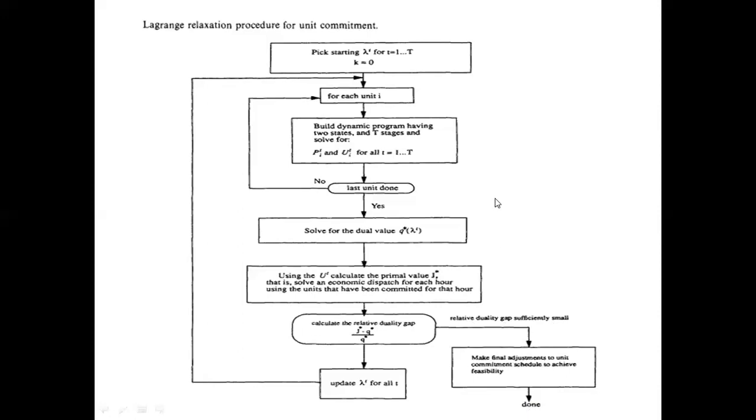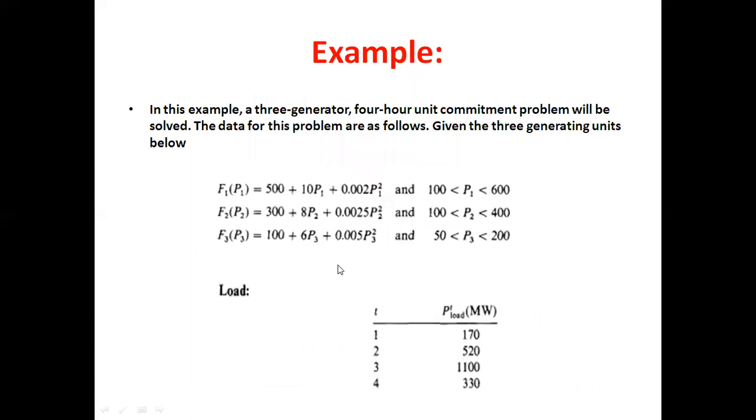This is the flowchart. Now we are taking an example in order to understand what we have learned till now with the help of an example. There is a 3-generator, 4-hour unit commitment problem, meaning capital N equal to 3 and capital T equal to 4. So there are 3 generators and the 4-hour unit commitment problem will be solved.